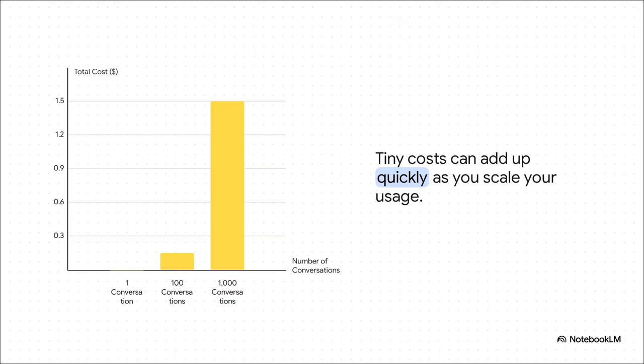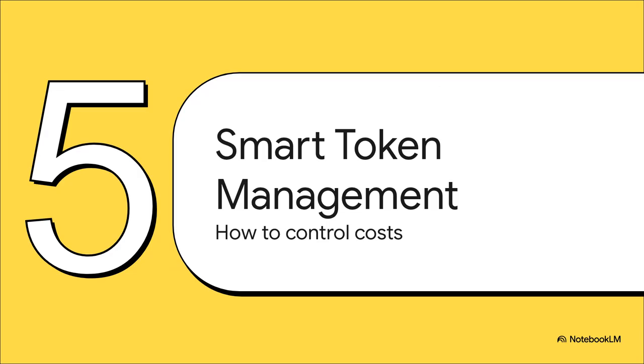And this is exactly why understanding token usage is so critical, especially when you start to scale up what you're doing. So how do you get smart about this? How do you manage it? Well, once you understand the system, you have all the power you need to control your costs and squeeze the most value out of every single token.